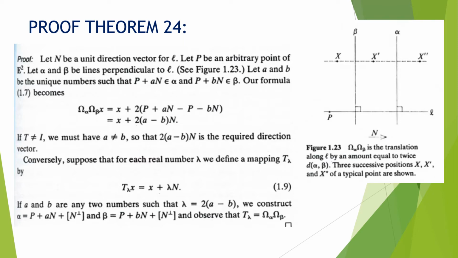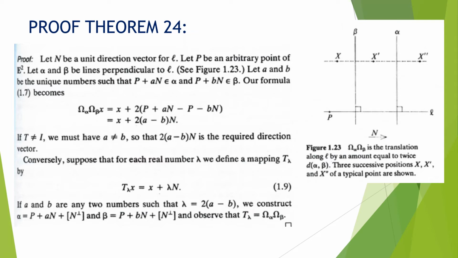Our formula becomes the product of ω_alpha and ω_beta of x is equal to x plus 2 times (P plus An minus P minus Bn). So simplifying, that would be x plus 2 times (A minus B) times n. If T is not equal to 1, we must have A is not equal to B, so that 2 times (A minus B) times n is the required direction vector.